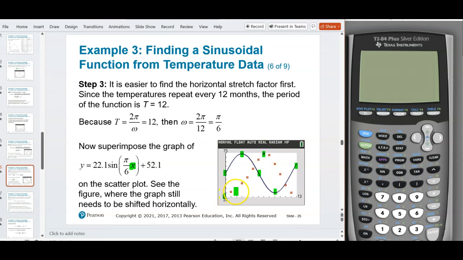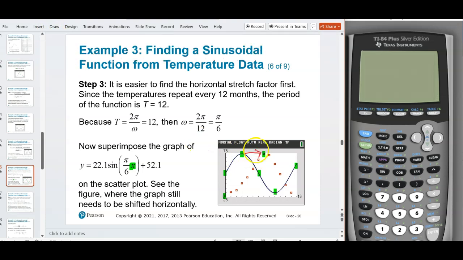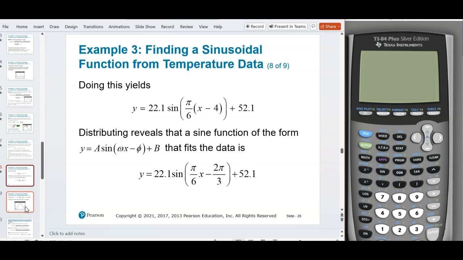Again, you can count that 1, 2, 3, 4, 5, 6, 7. So the peak is at 3 right now, that's x equals 3, and it needs to be over at 7. That means we need to move to the right 4. So we need to replace x with x minus 4. That will move us 4 units to the right. So we're going to replace that x there with x minus 4. Temporarily, it's going to look like that.